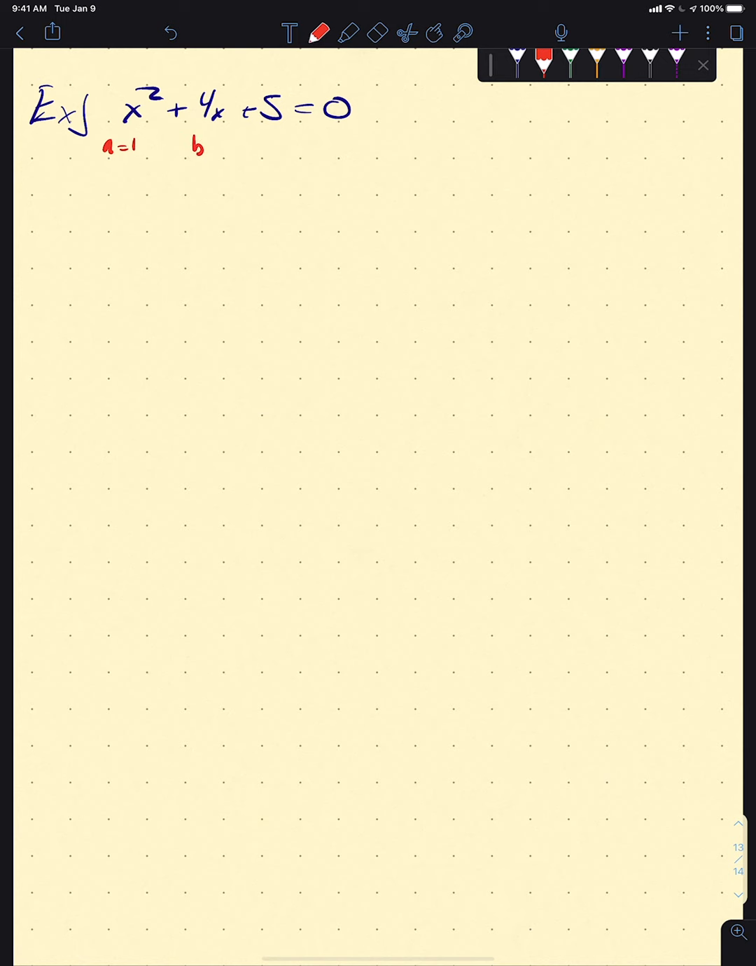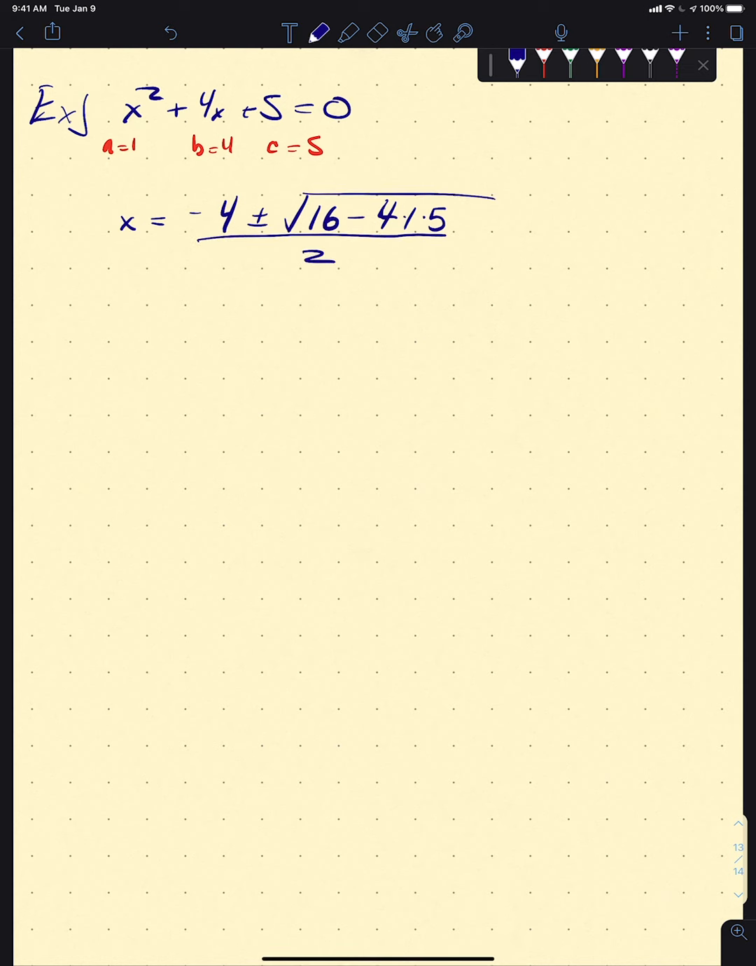We have a equals 1, b equals 4, and c equals 5. As we attempt to solve this, we're going to have that x is plus or minus what we called b, which is 4. Sorry, it's negative 4 plus or minus the square root of b squared, which is 16, minus 4 times 1 times 5, all over 2, which is minus 4 plus or minus, looks like we have 16 minus 20, so minus 4 in there, all over 2.